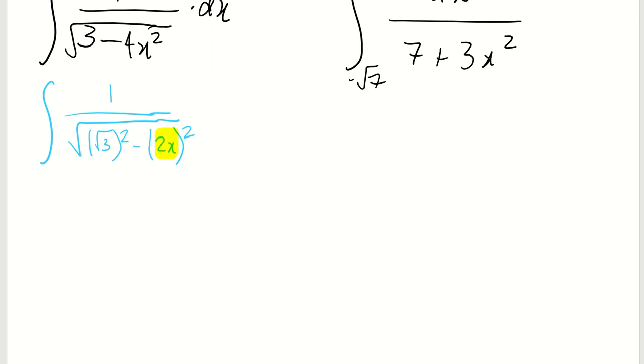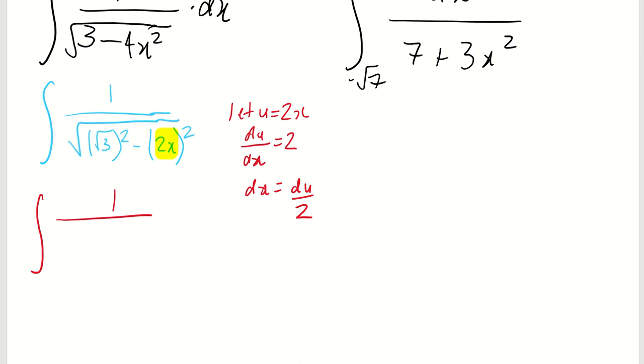Every single time, whatever is in here, I'll put my substitution in red. Let u equal that, and make a u substitution. So du dx is 2. Rearrange for dx equals, and I get du on 2. Now, make my substitution into the equation. I get 1 over the square root of root 3 squared minus u squared, du on 2.